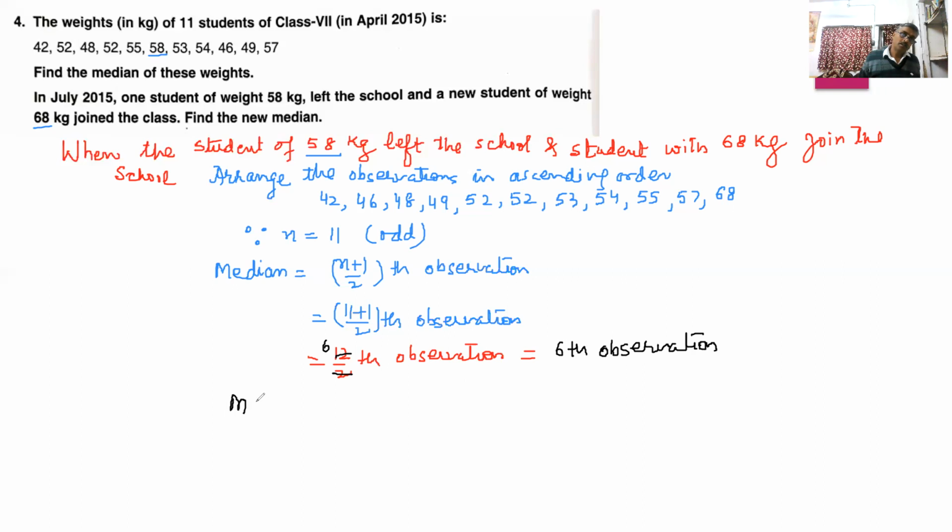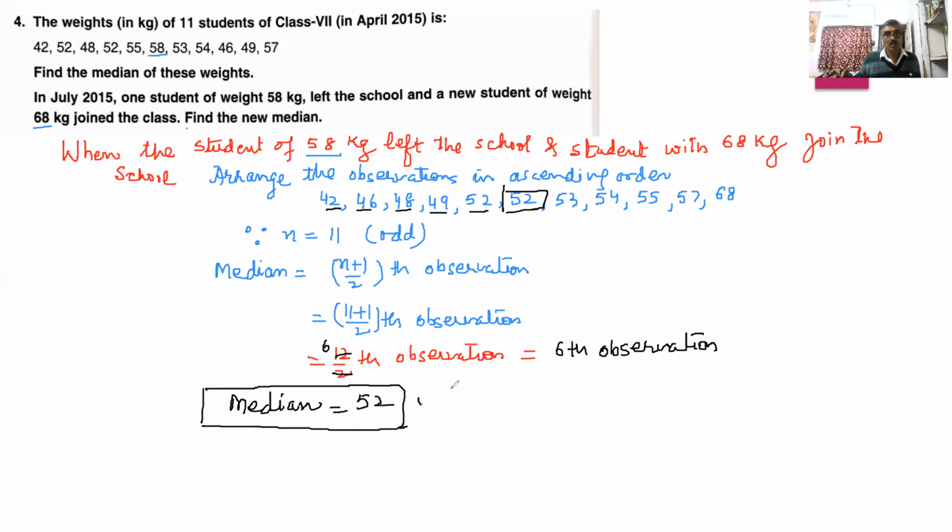Therefore, median is equal to, count the number of terms now. 1, 2, 3, 4, 5, 6. That is 52. Therefore, median is the 6th term, that is 52. Right? So with this, we have finished the exercise.